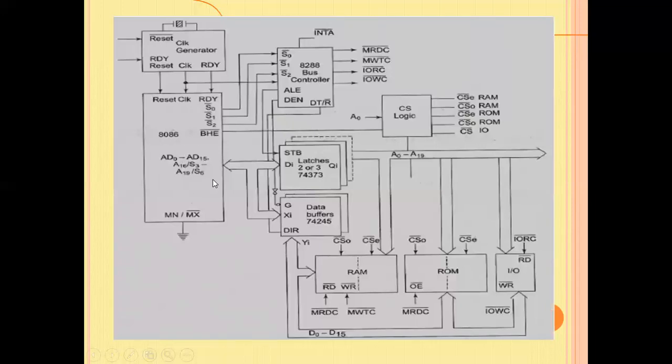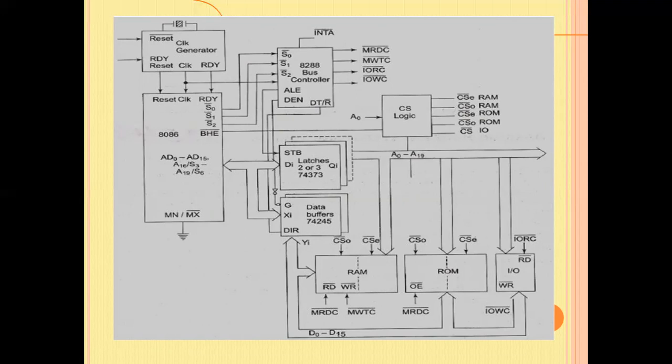If you compare with the minimum mode diagram, up to this part, other than this 8288 bus controller, almost everything is the same. Because maximum mode will be working with other processors, there is going to be a bus controller. Based on the bus controller, the bus can be allocated to various processors along with the 8086.